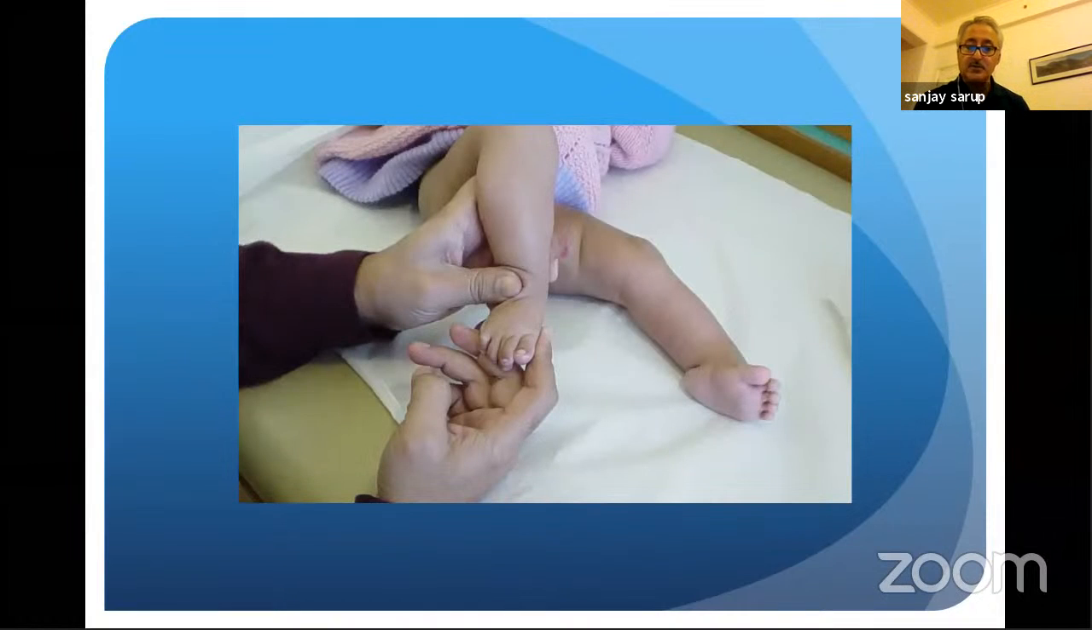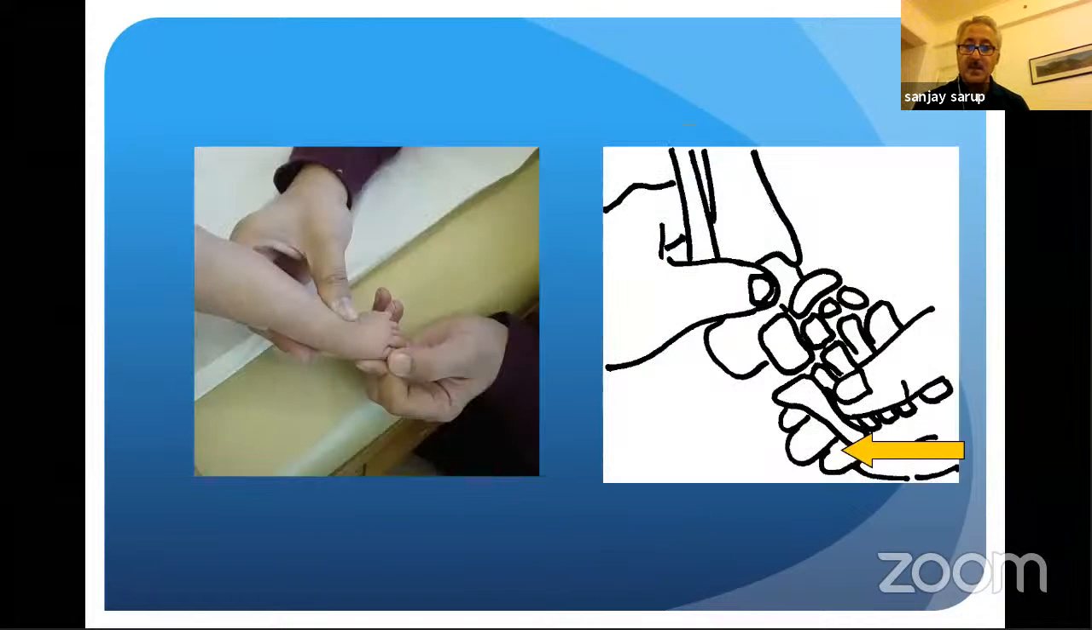And this is what you do. You abduct, and you abduct even more. You can see in the diagram, the thumb is pushing the talar head and the rest of the foot is being abducted on a supinated foot. And you never touch the talus.